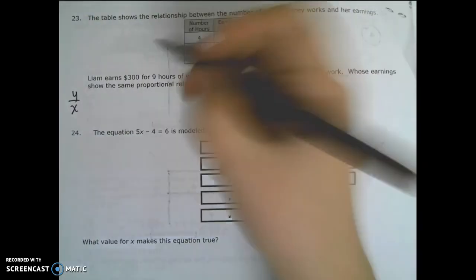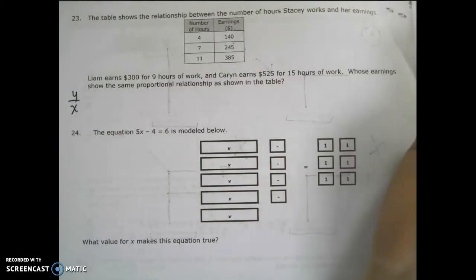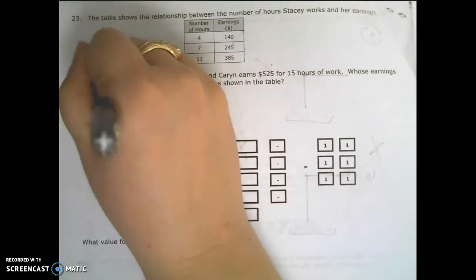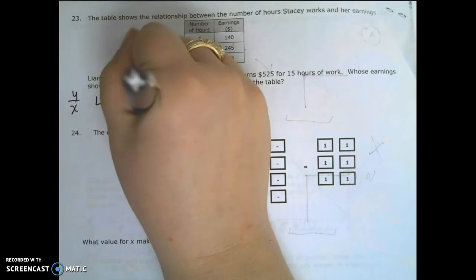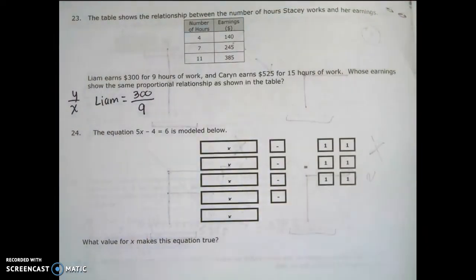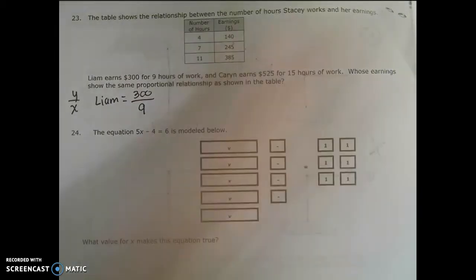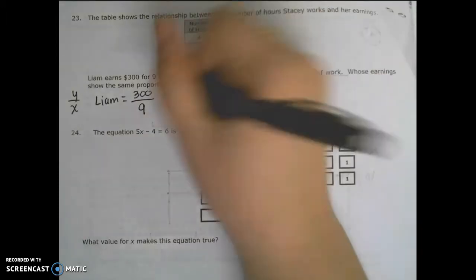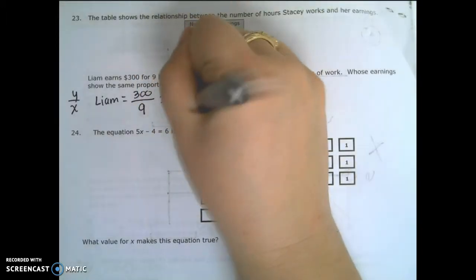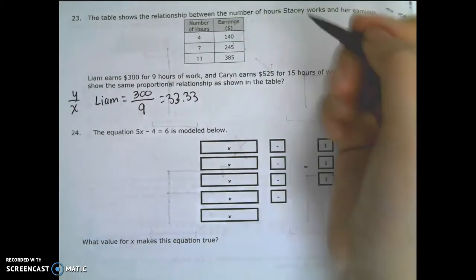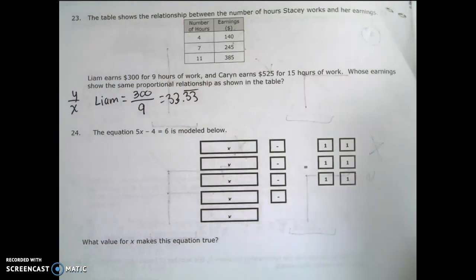So I'm going to divide my y, which is 300 for Liam, 300 divided by my 9. 300 divided by 9 gives me 33.33. So $33.33, repeating, per hour.